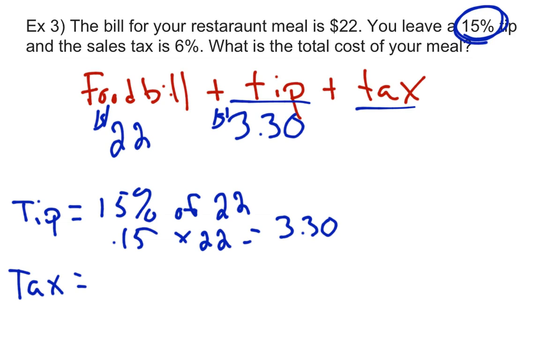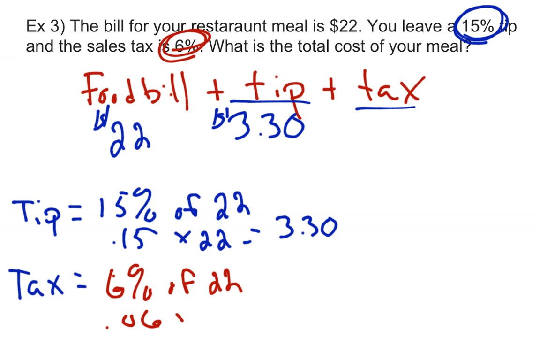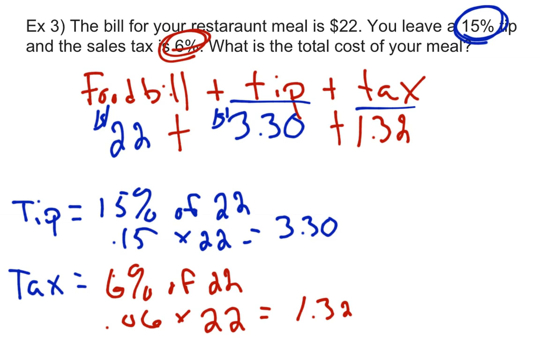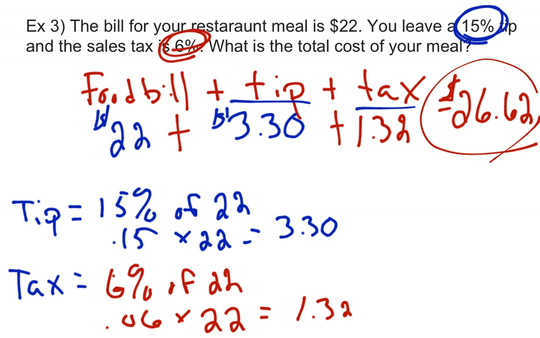Then I do the same thing for the tax, but in this case, they tell me the tax is 6%. So the tax is 6% of the $22 of the original bill. 6% becomes 0.06. We multiply that times the 22, which gives us tax of $1.32. To find the total cost of your bill then, the final step is to add all of that together to find out that you are going to spend a total of $26.62 at that restaurant for that meal, plus the tip, plus the tax.